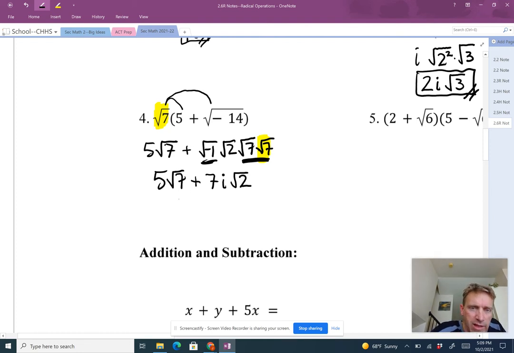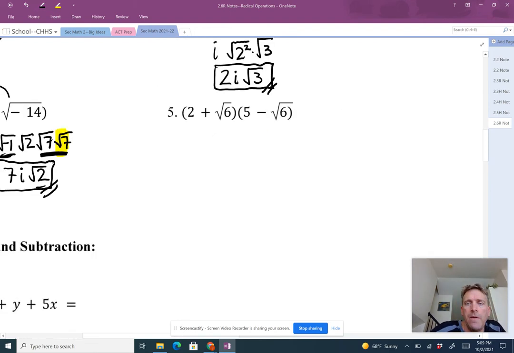Now these are not like radicals. This is the square root of 7. This is the square root of 2. They have to have the same index and the same radicand, which is the number under the radical, in order for them to be combined in a single radical. So these are not like radicals. They have to stay separate like this. So that's our final answer.